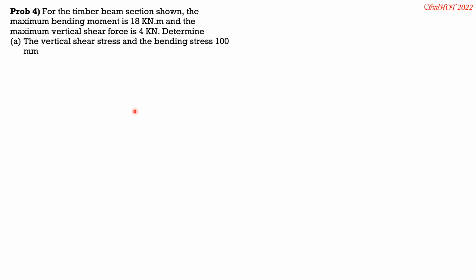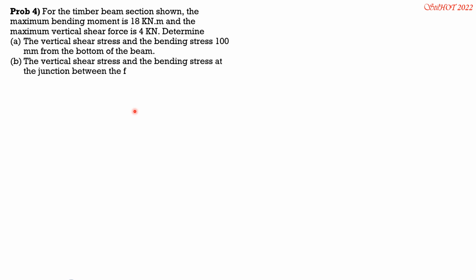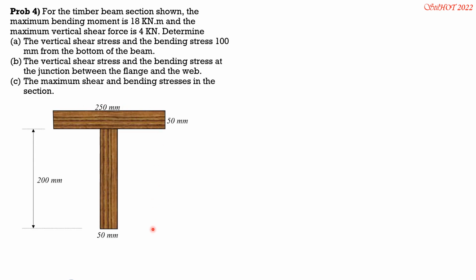For the timber beam section shown, the maximum bending moment is 18 kilonewton meter and the maximum vertical shear force is 4 kilonewtons. Determine, letter A, the vertical shear stress and the bending stress 100 mm from the bottom of the beam. The vertical shear stress at the bottom of the beam section. The vertical shear stress and the bending stress at the junction between the flange and the web, and the maximum shear and bending stresses in the section. So this is the given section.